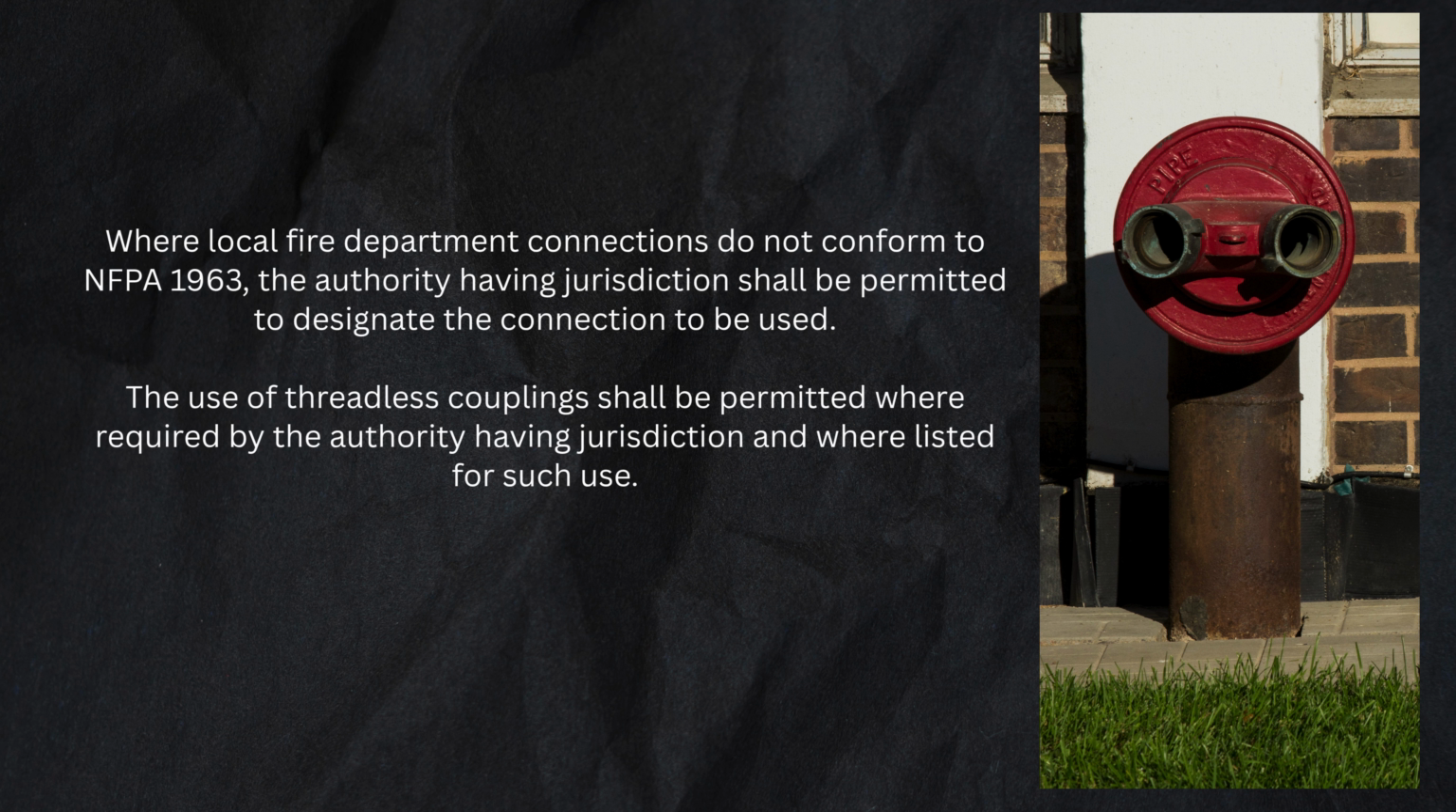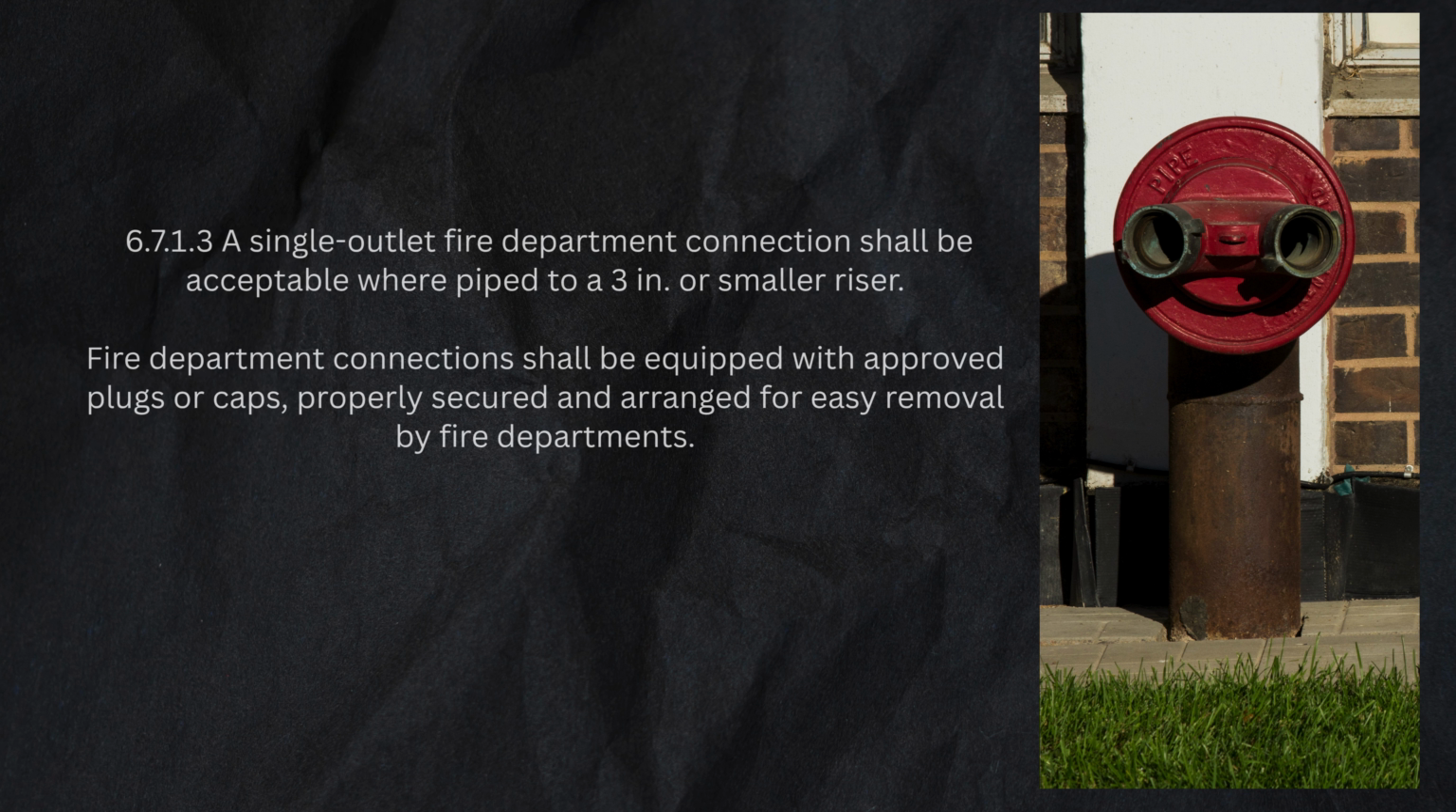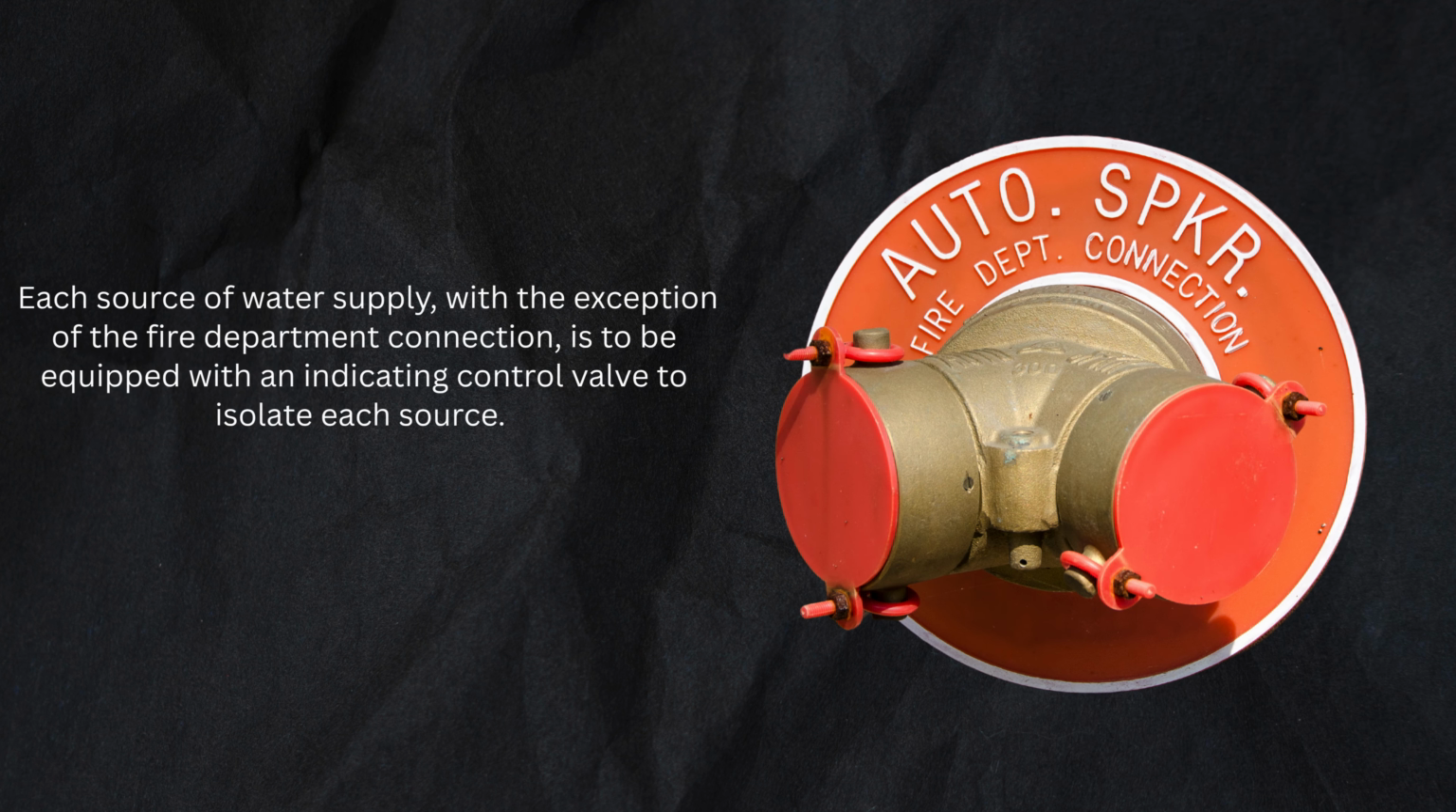Where local fire department connections do not conform to NFPA 1963, the authority having jurisdiction shall be permitted to designate the connection to be used. The use of threadless couplings shall be permitted where required by the authority having jurisdiction and where listed for such use. 6.7.1.3. A single outlet fire department connection shall be acceptable where piped to a 3-inch or smaller riser.